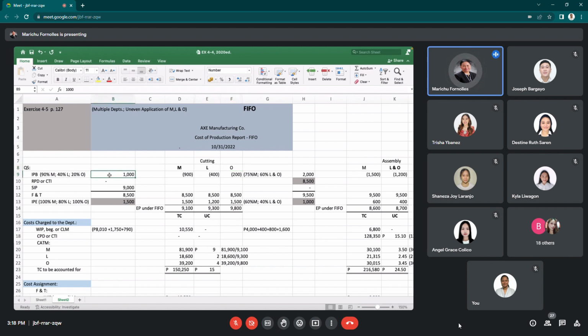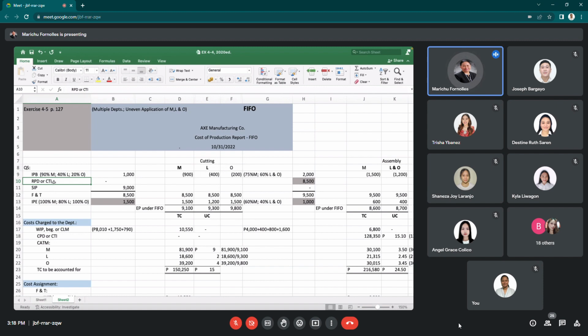So the 1,000 units are the units started last month in the cutting department. Wala lang nahuman, so they have to continue working on them this month. So ang wa matiwas last month or wa mahuman last month, tiwason this month until the units have been completed.